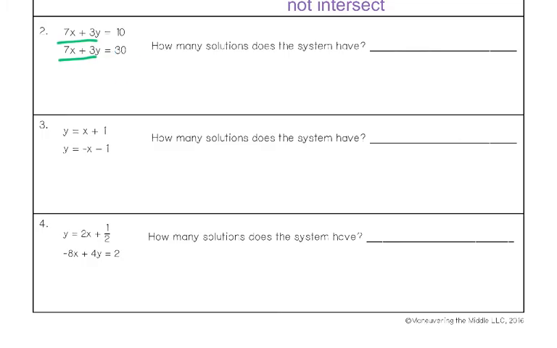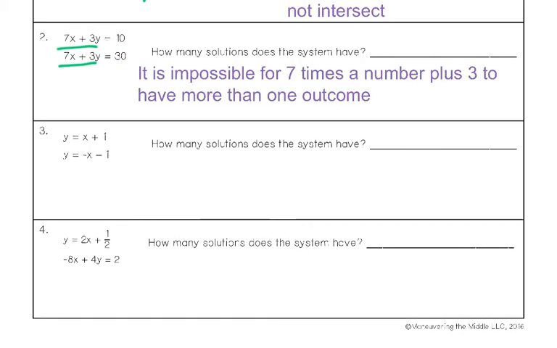That means whatever's on the right should equal each other as well. It's an equation. So whatever this side equals needs to be equal to this side. But 10 and 30 are not equal to each other. In fact, there's nothing I could put in for x and y to make this true.